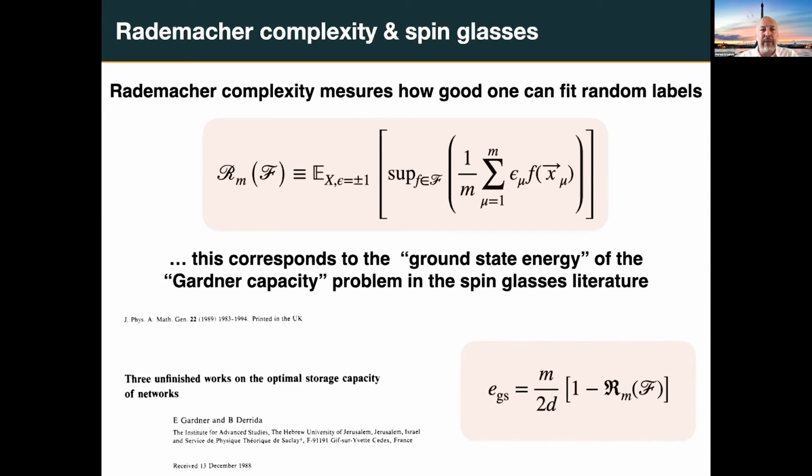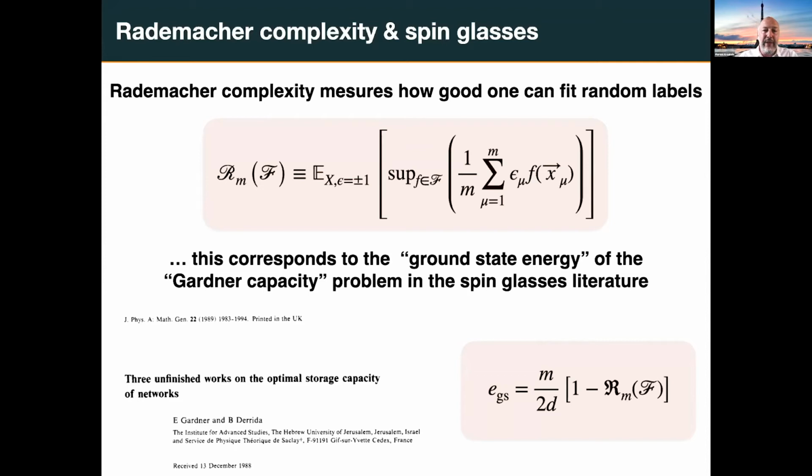So this is a definition of Rademacher complexity. What it means essentially is, well, you take M vectors from your ensemble, you pick a random label, and then you try to pick which function F in your function class is fitting them the best. Okay, so the Rademacher complexity is telling you how good you are at fitting random labels.